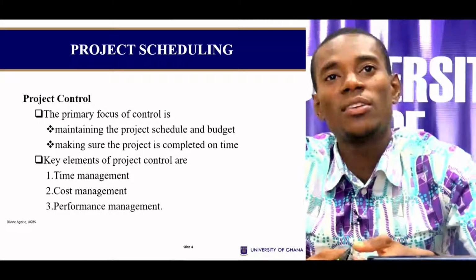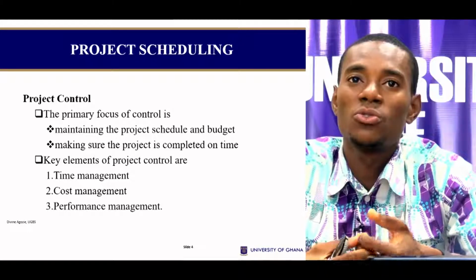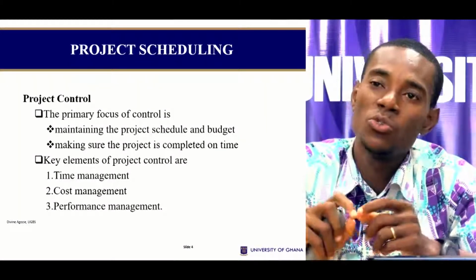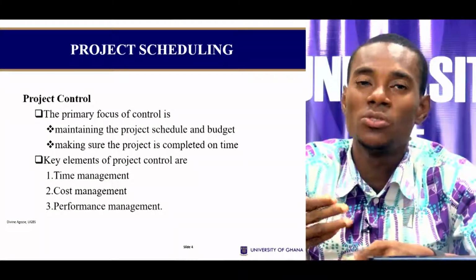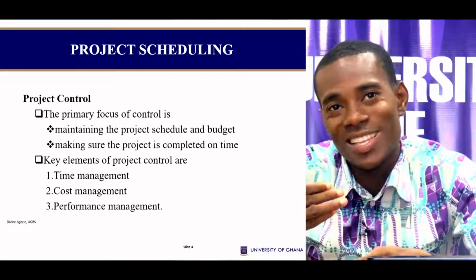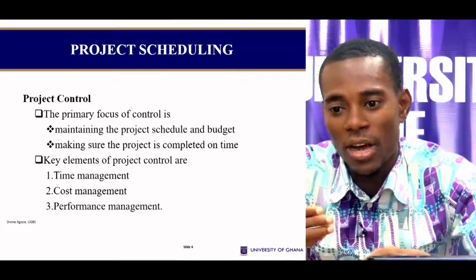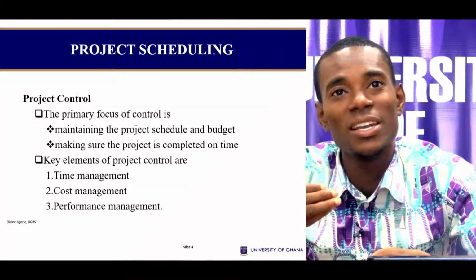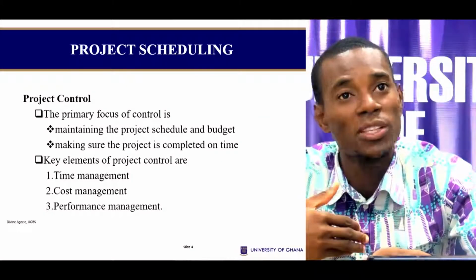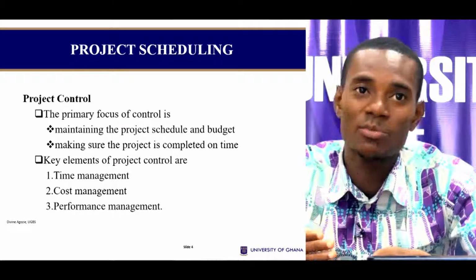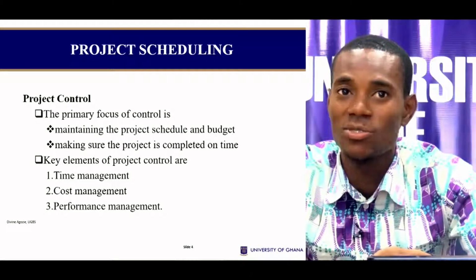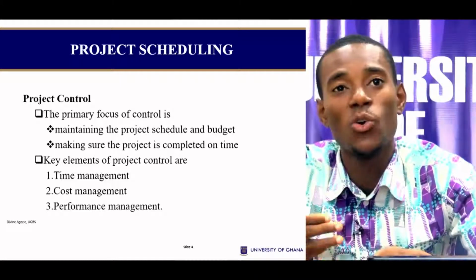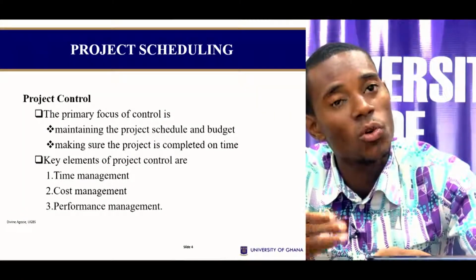Now, the key elements of project control are time management, cost management, and then performance management. Now, you want to ensure that time is used judiciously so that the time schedule that you have for yourself is met. You also make sure that the cost is managed effectively so that you do not overspend. Well, if you underspend and you still deliver the quality, that's good news, that's awesome. But no project manager or no firm would want to tolerate cost overruns.